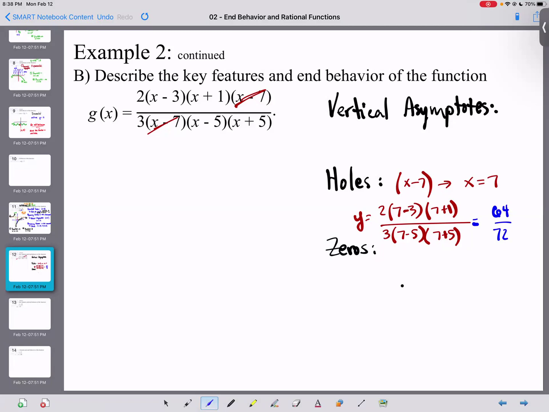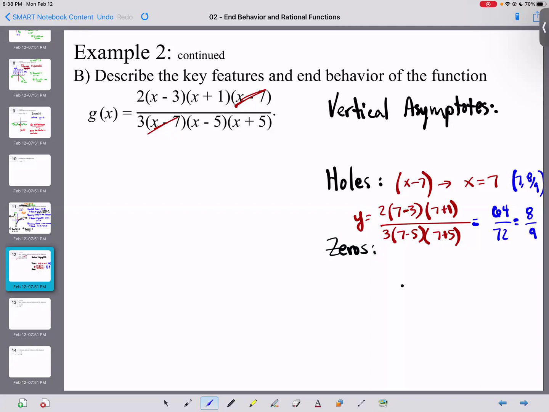And that could reduce to 32 over 36, and again to 16 over 18, again to 8 over 9. 8 divided by 9 is what that can reduce to. So we have a hole at 7 comma 8 over 9. That's where our hole will be.